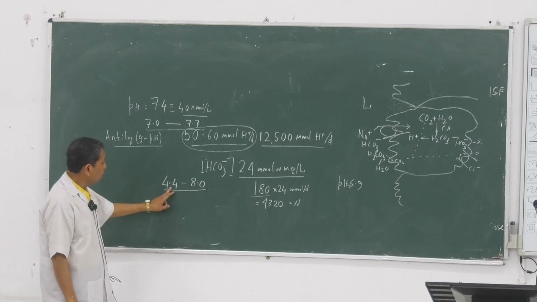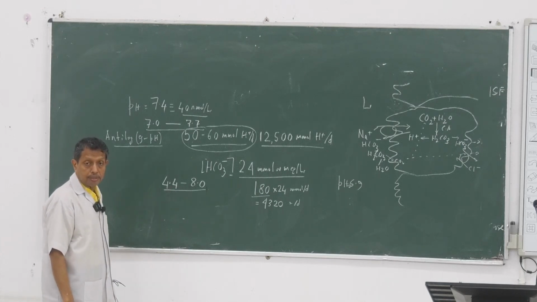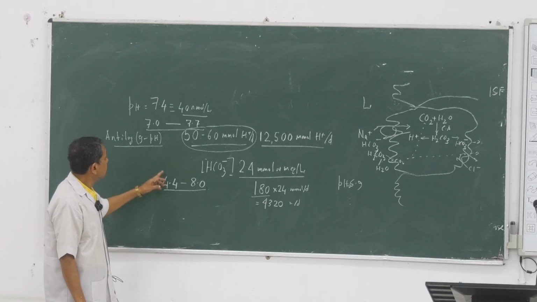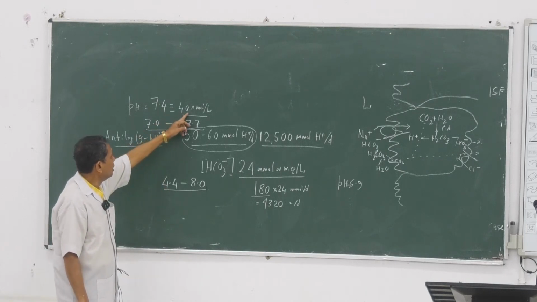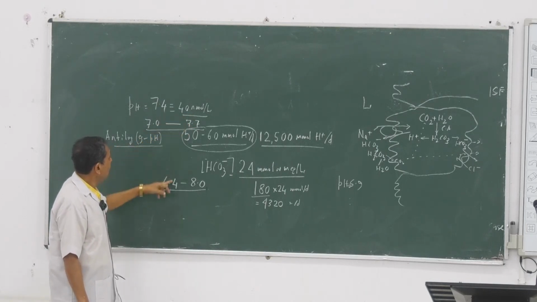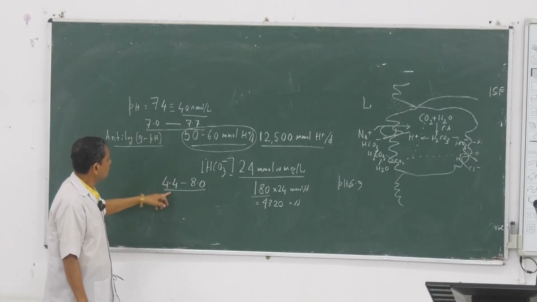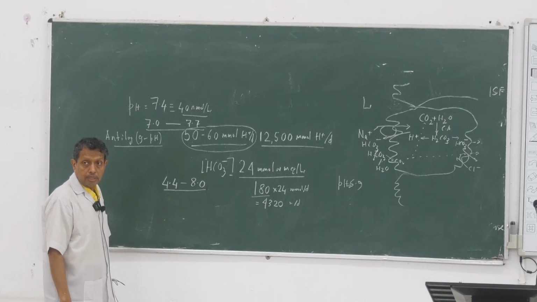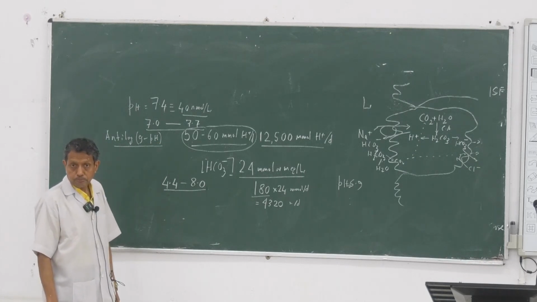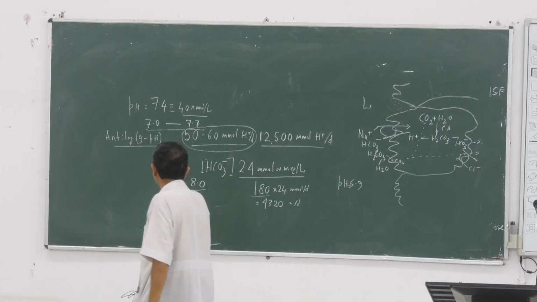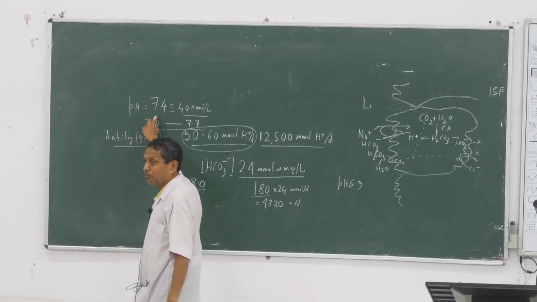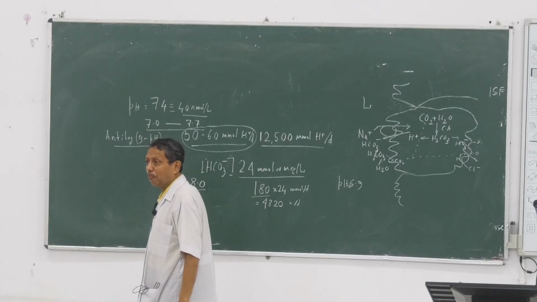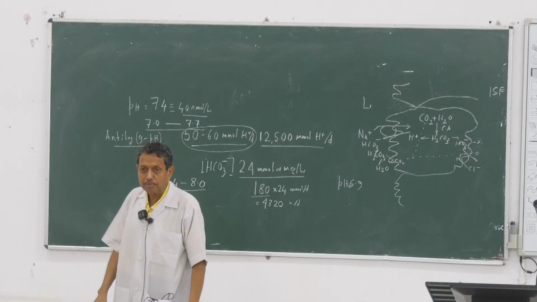When it is 4.4, then it is 40 nanomole per liter, and it is 1000 times this value. 1000 times this value. Understood? pH 7.4 and pH 4.4, and there is an increase of 10 to the power 3 times.